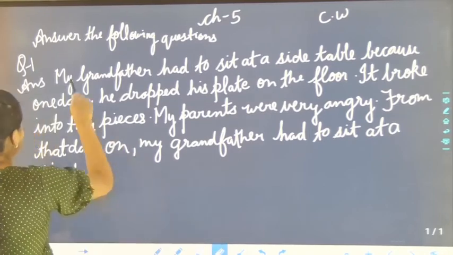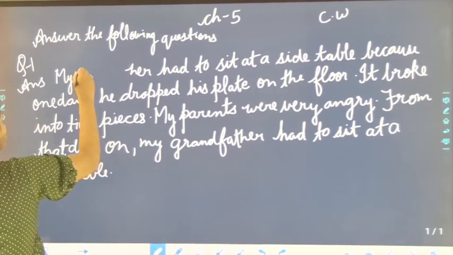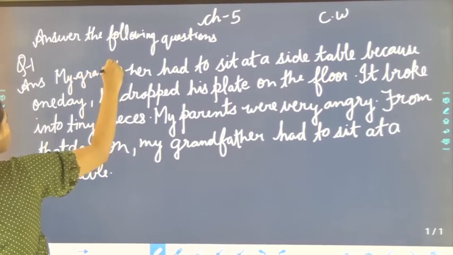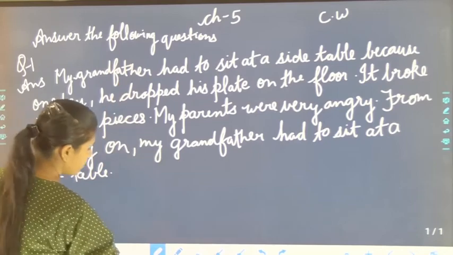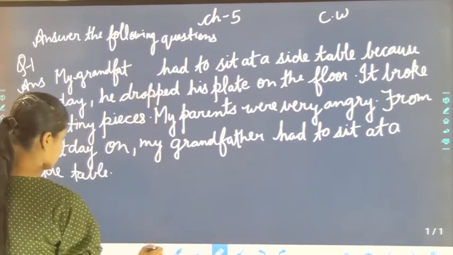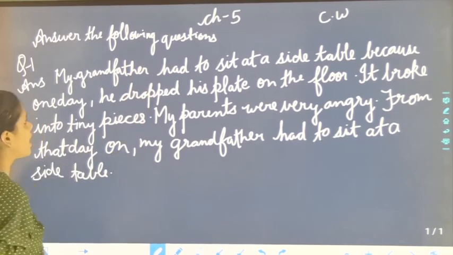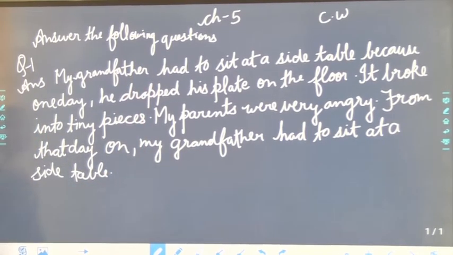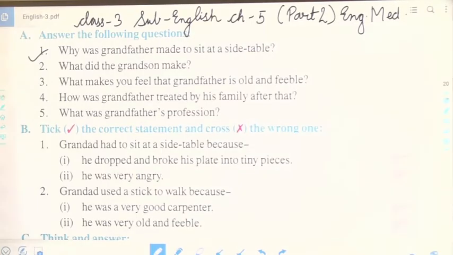I repeat it again. My grandfather had to sit at a side table because one day he dropped his plate on the floor. It broke into tiny pieces. My parents were very angry. From that day on, my grandfather had to sit at a side table. You have to do this question in your English first notebook. Now move to the next question.